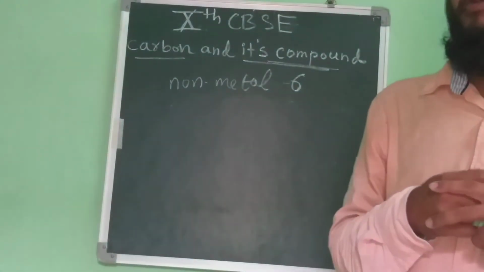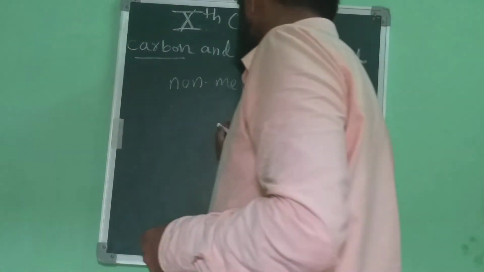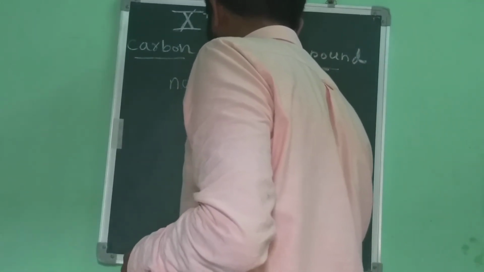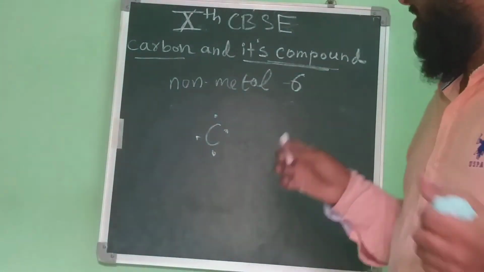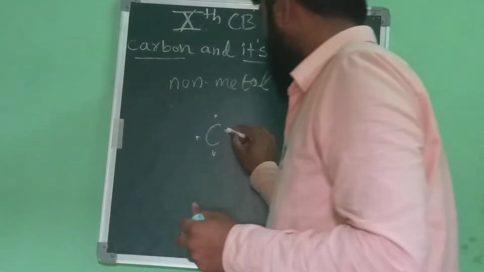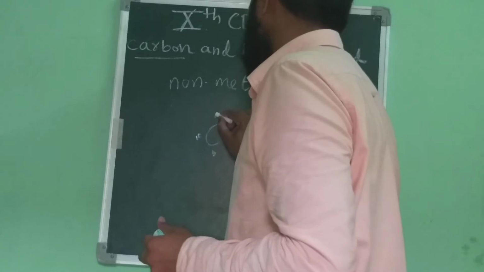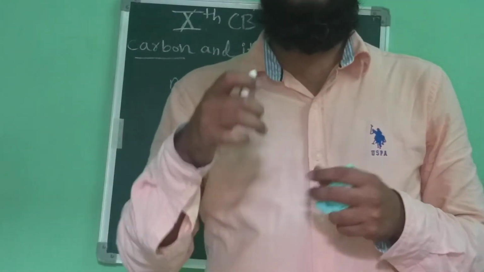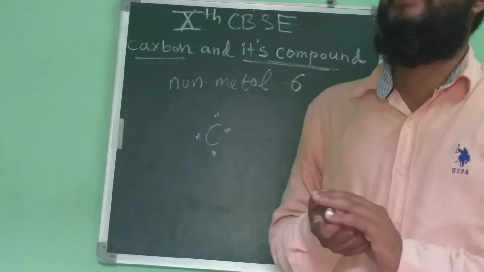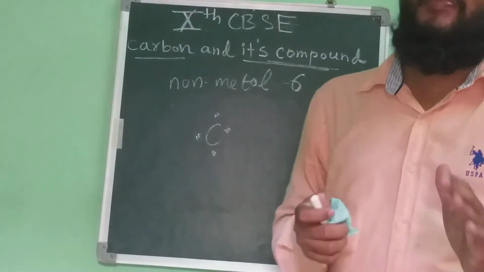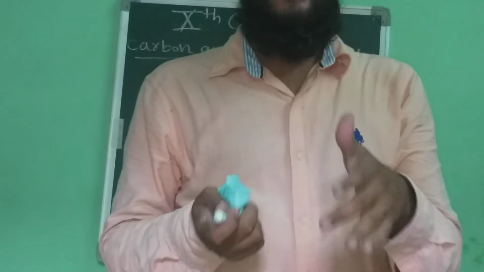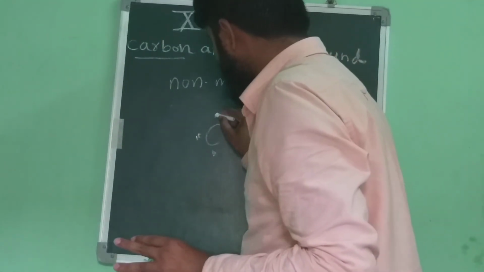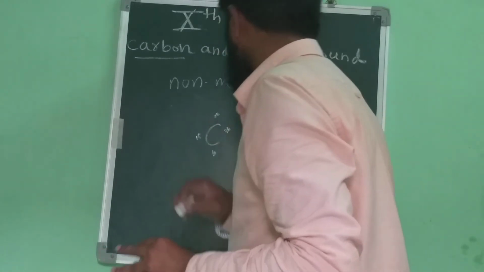For example, carbon has 4 electrons in its outer shell. We have to consider just the outer electrons and not the inner electrons. The inner core electrons are not considered because they do not participate in a chemical reaction. So we just consider the outer shell electrons. Consider these are the 4 electrons of carbon.